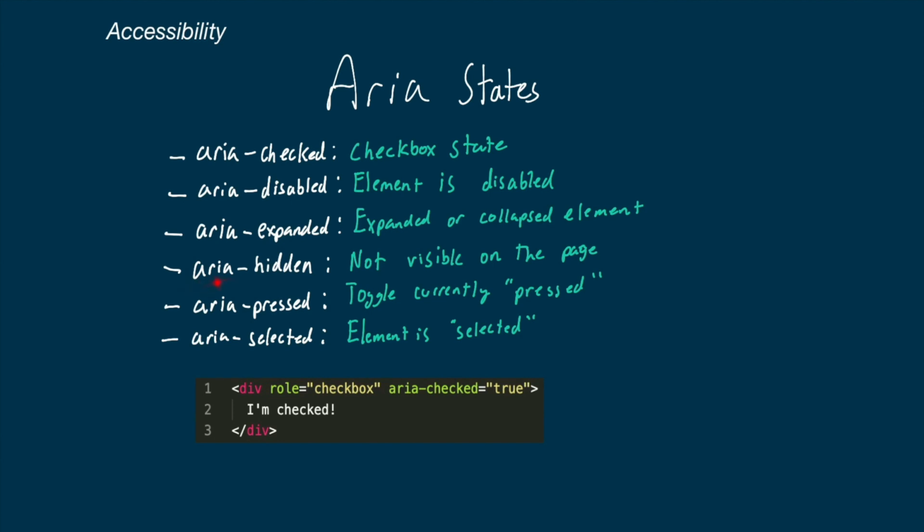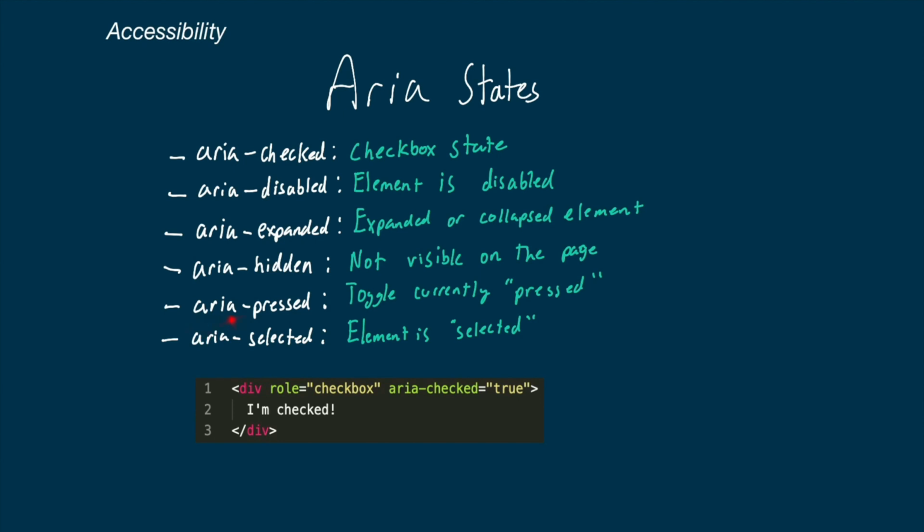Similar to this, we have ARIA hidden, which can tell you if any content is currently not visible on the screen. Somebody using the UI would be able to see this visually, but when somebody's using assistive technology like a screen reader, they have no way to know if that content is currently being hidden by CSS, so we can add the ARIA hidden attribute, which tells the user just that.